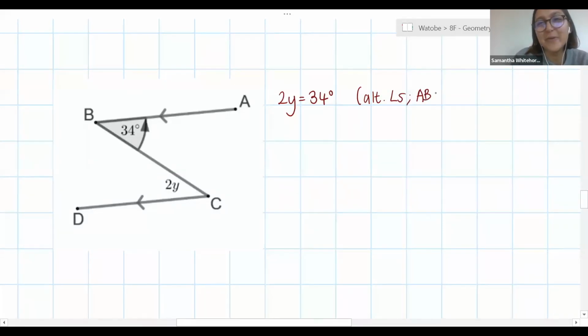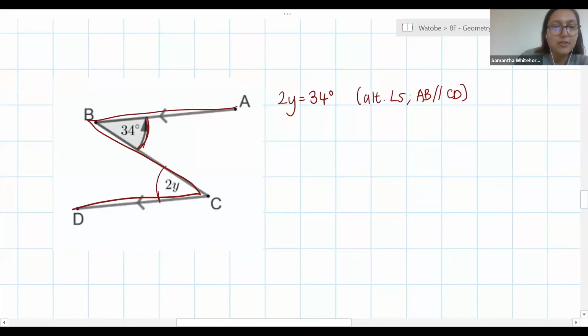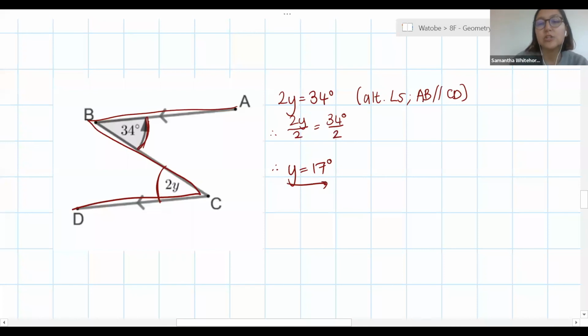Okay, guys. What we know is, I'm just going to carry on from this very first step, even though we did get the answer there, just so we're all clear. Because of the Z shape over here, the 34-degree angle and the 2y angle are equal. So alternate angles are equal. Now we can set up our equation. We can then solve for y by dividing both sides by 2. And when I take 34 and divide it by 2, I get 17 degrees. So y is equal to 17 degrees. Well done. That's really good.